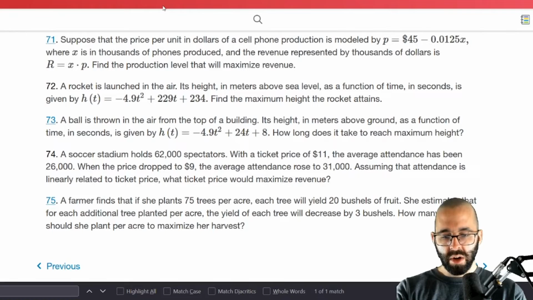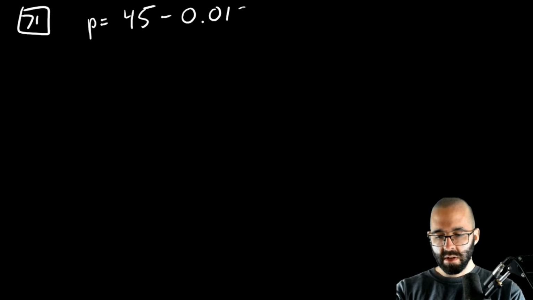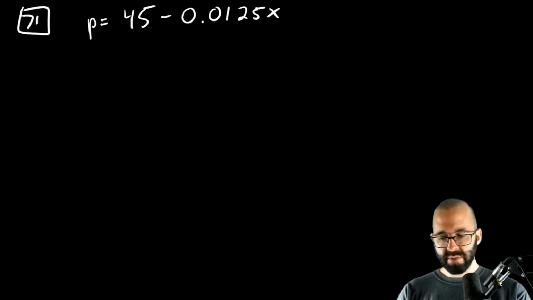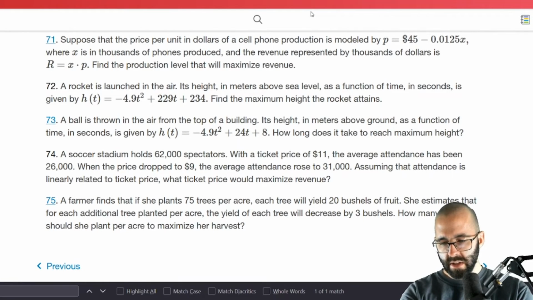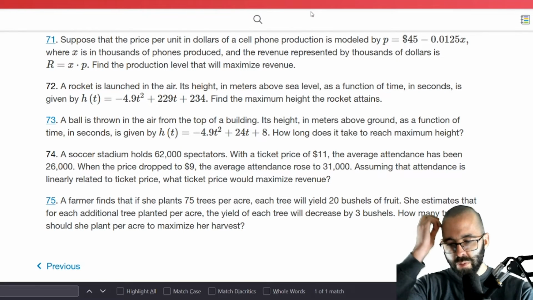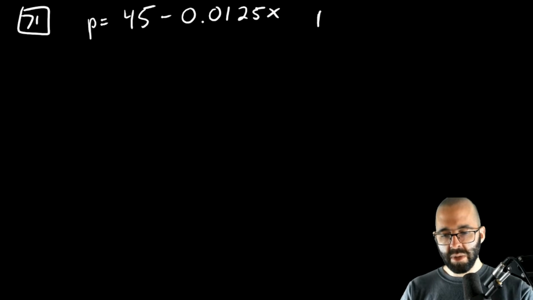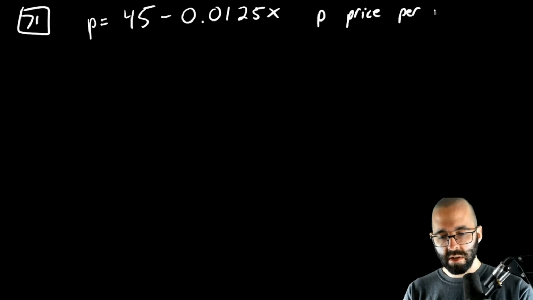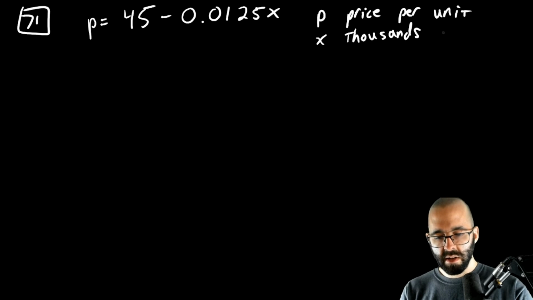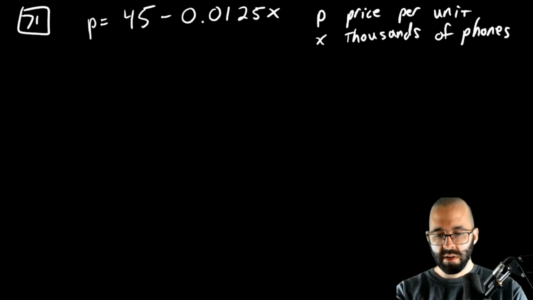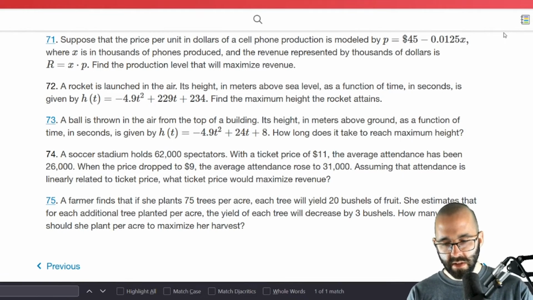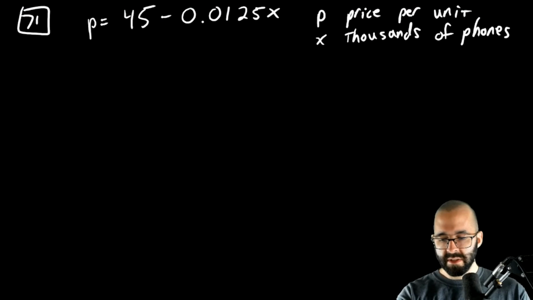P equals $45 minus 0.0125x, where x is in thousands of phones produced, and revenue is in thousands of dollars. Wait, hold on. The price per unit in dollars, P is price per unit. X is thousands of phones. What else do we have? The revenue in thousands of dollars is R equals X times P.